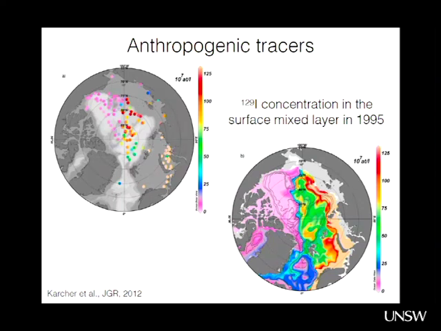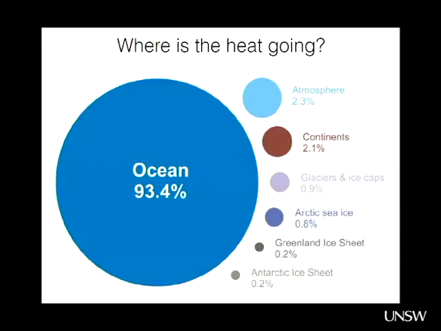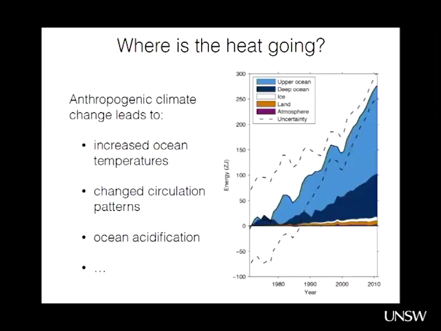Okay. Right, now I come on to the anthropogenic part of the talk. Heat, as I said, is another tracer. You might have seen a plot like this previously this week, and it's looking at where the heat is going in the system. A little bit goes into ice sheets, a little bit goes into the atmosphere and onto the continents, but more than 90% of it is going into the ocean. And this, I think you probably would have seen yesterday. This is, again, where exactly the heat is going.